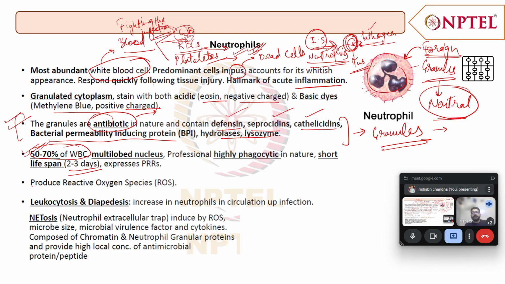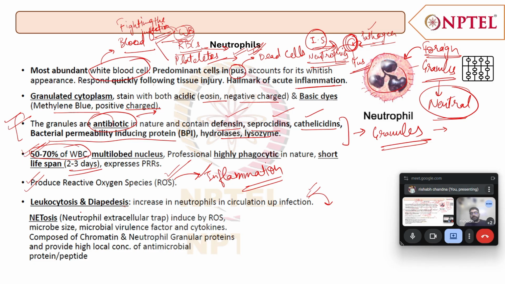It produces reactive oxygen species. These reactive oxygen species have a role in inflammation. Then the leukocytosis and diapedesis. Whenever there is any infection inside any tissue, the circulating neutrophils will go and directly bind to the pathogen in the tissue. This we'll discuss in the next slide also.